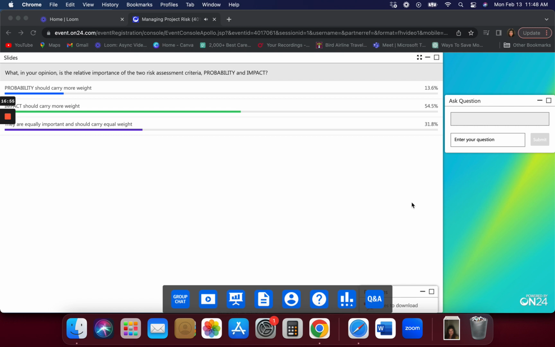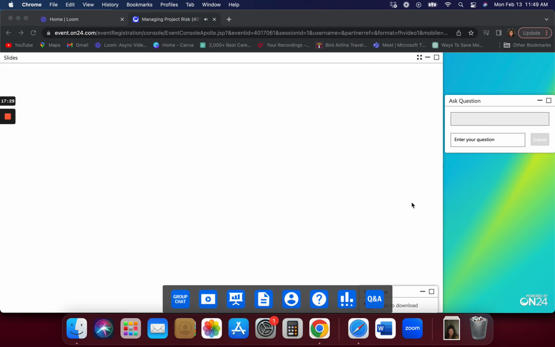Most of us would also choose impact as the more important when it comes to opportunities. We prefer to have a lower probability with a high reward than a high probability with a very low reward. And so we agree with the majority of you that impact should carry the higher weighting. So let's have a look and see how we do that. We can't give them the same.